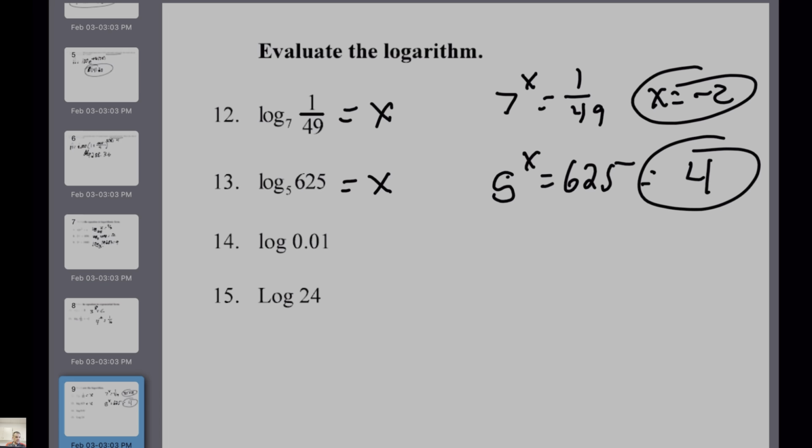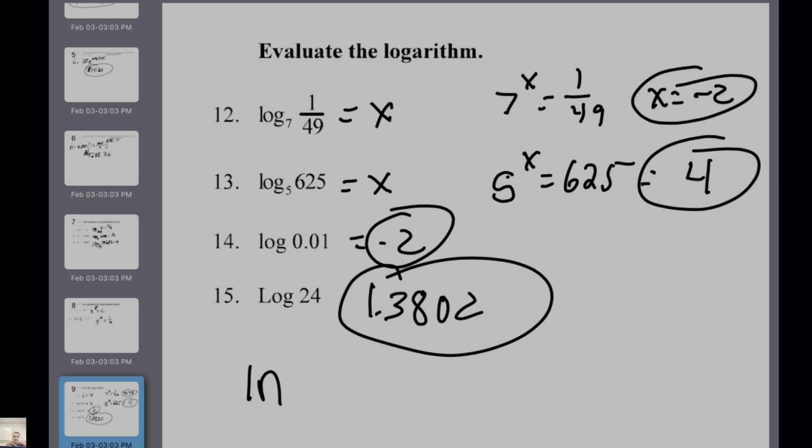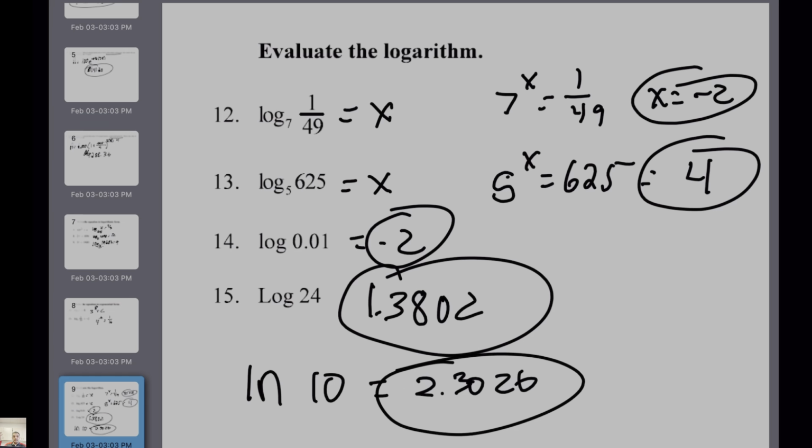Log of 0.01, just punch in your calculator. Log of 0.01, that's equal to negative 2. Log of 24 is 1.3802. And remember, if there's one that's ln, say ln of 10, just hit ln 10 on your calculator. Or something like that. Okay, that's it.